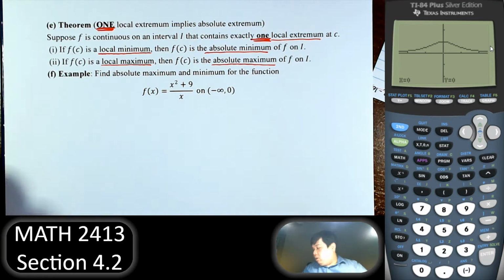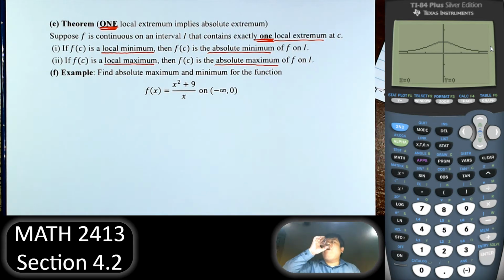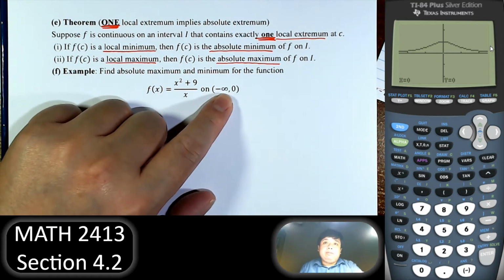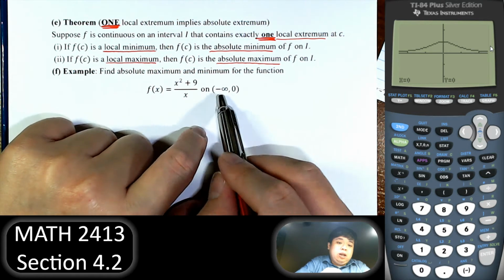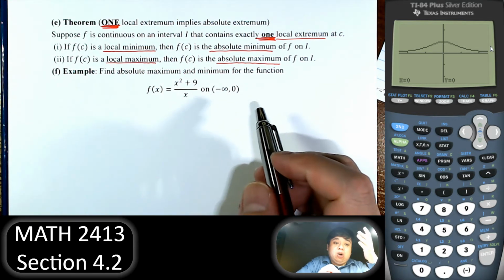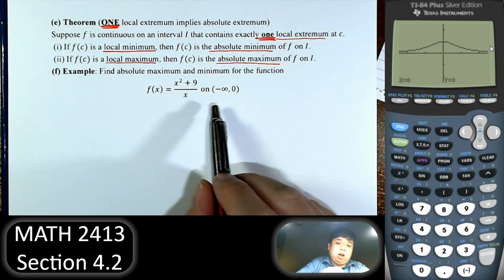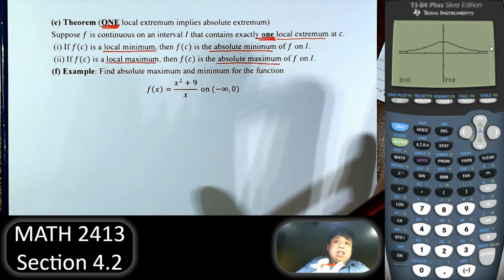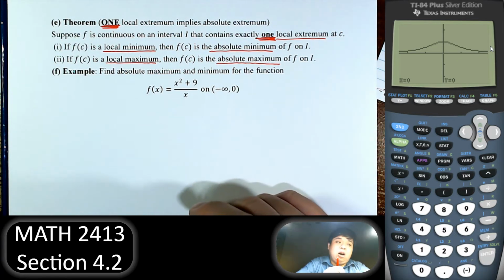Right, so let's look at the problem. Why do we need this theorem? Find absolute maximum and absolute minimum for this function on the interval. Now that is the problem. This interval from -infinity to 0 is not a closed interval. If it is a closed interval, there will be a maximum and a minimum for sure, but it is not a closed interval. So there may not be a maximum or there may not be a minimum. So that's the first observation.